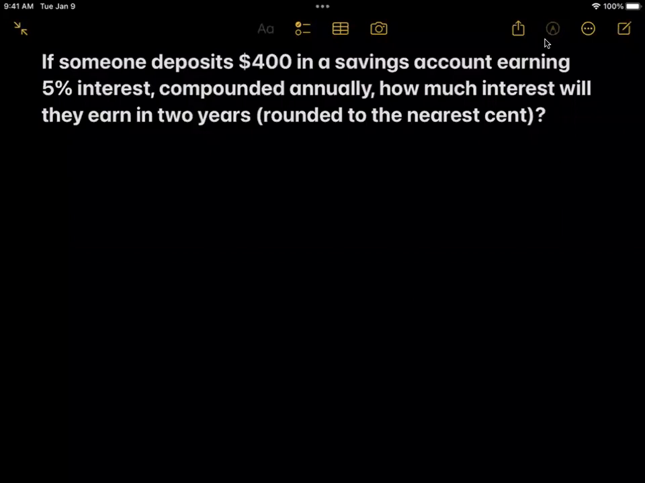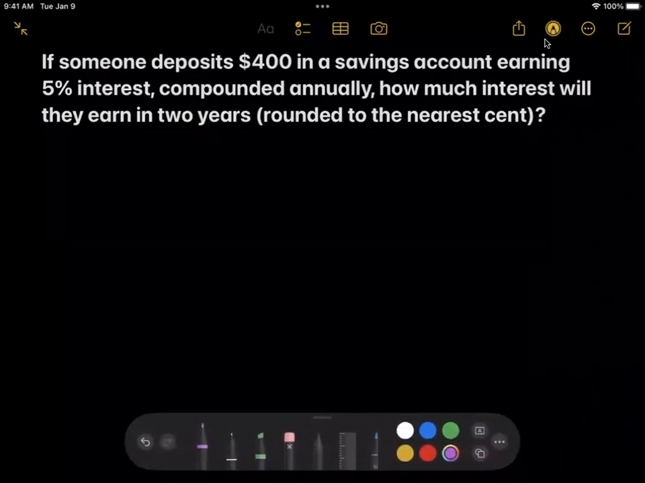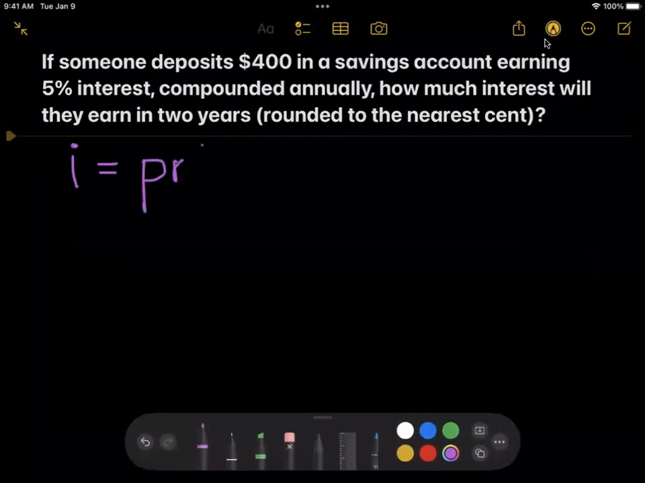Okay, so let's talk about the formula for simple interest. The formula for simple interest is interest equals principal times rate times time. So this is a formula we use to calculate simple interest. And that is what this problem is asking us to do because it does say how much interest will they earn in 2 years.